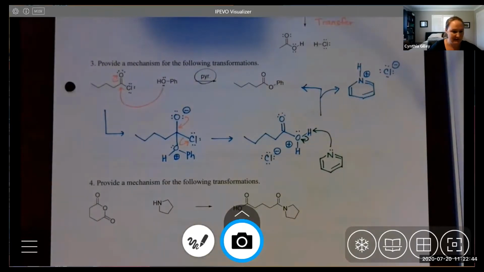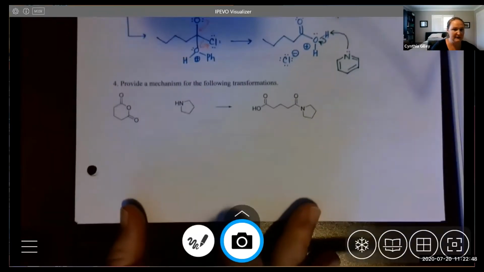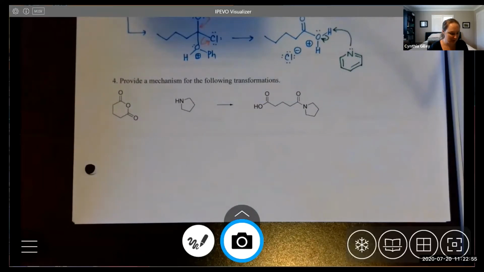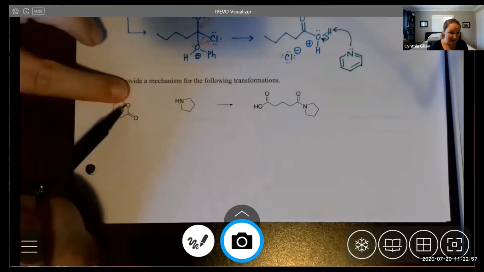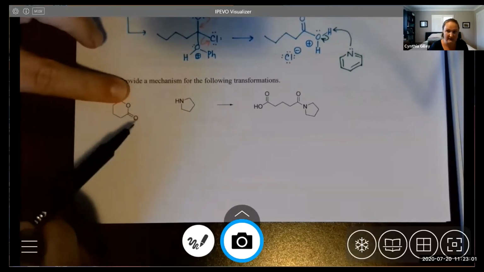with no catalyst necessary. Okay, so kind of similar to the acid chloride is the anhydride, right? The anhydride has a good leaving group too, in that the leaving group is a carboxylate, so at least the negatively charged oxygen is resonance stabilized, right?